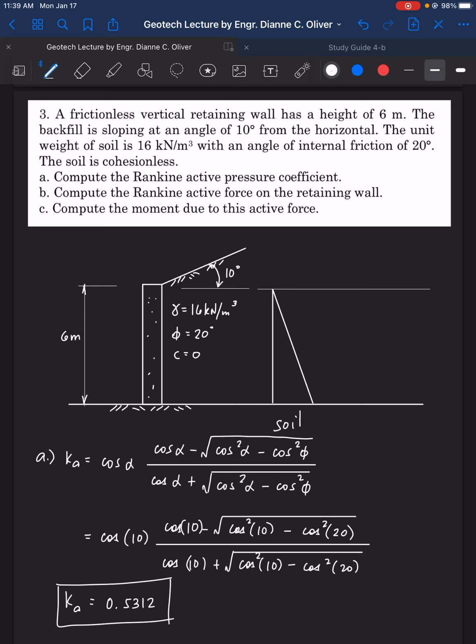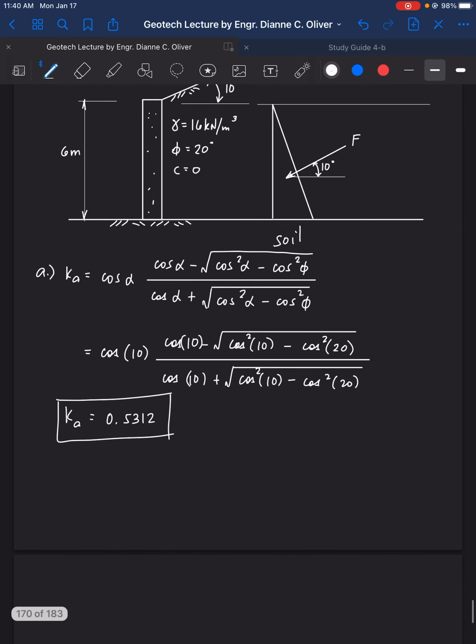So let's get the force. But how do we treat the force here? Since the backfill is inclined, the force is also inclined. So here is the force. The inclination of the force is also 10 degrees. This is F. Okay. So how do we solve for the force now?